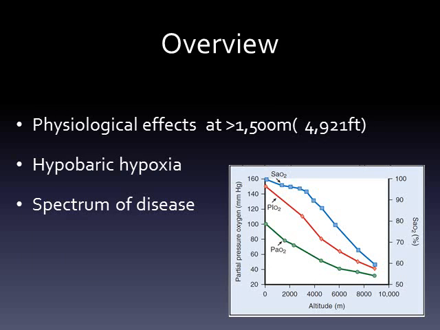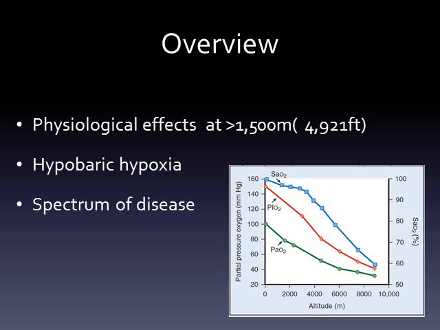Physiological effects of high altitude are seen by your body at greater than 1,500 meters, around 5,000 feet. Your body experiences hypobaric hypoxia. Although the percentage of oxygen in air doesn't change much with higher altitudes, it stays at 21%, the partial pressure of oxygen does.